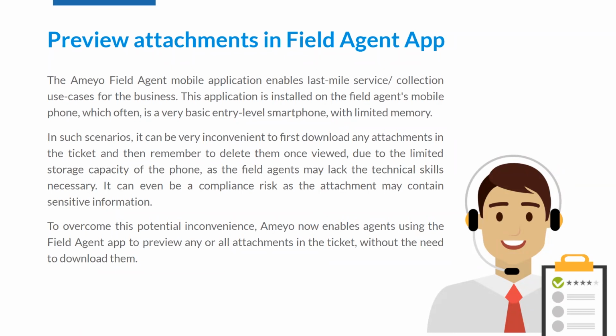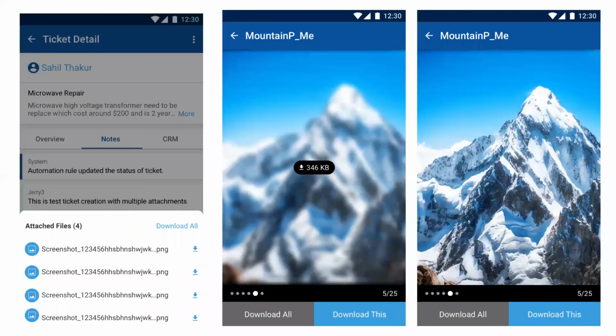So what we've done with this new feature is that your agent no longer needs to download an attachment in order to see it. He can simply preview that attachment. So this is kind of what it would look like, where you have all the different files that are a part of the field service ticket. Now you can download all of them. You can download a particular attachment, or you could just click on this button to preview it. So your agent just previews this without having to download it and filling up his phone.